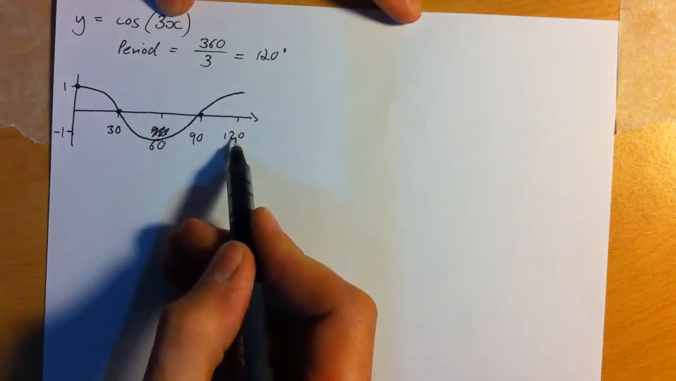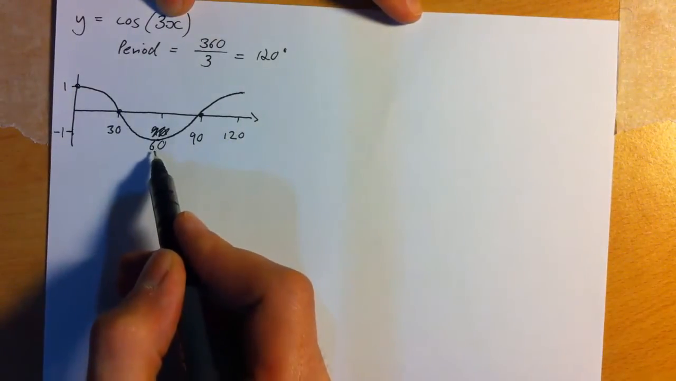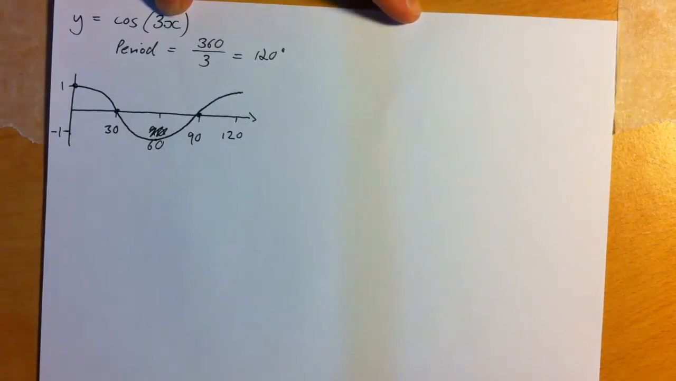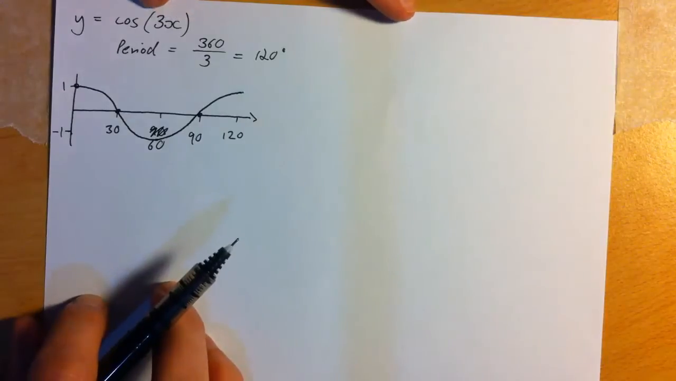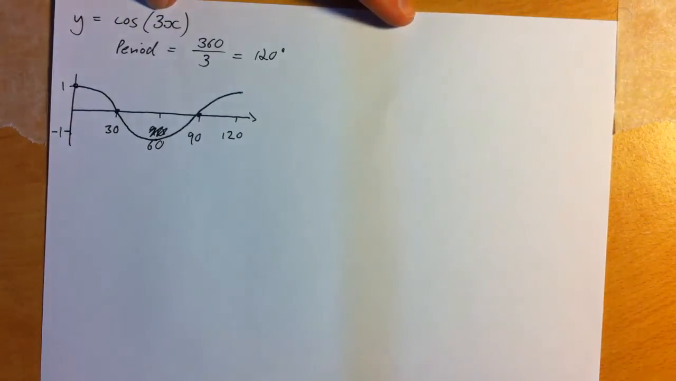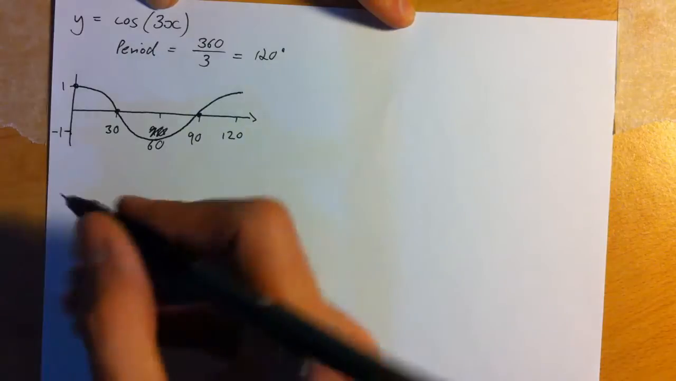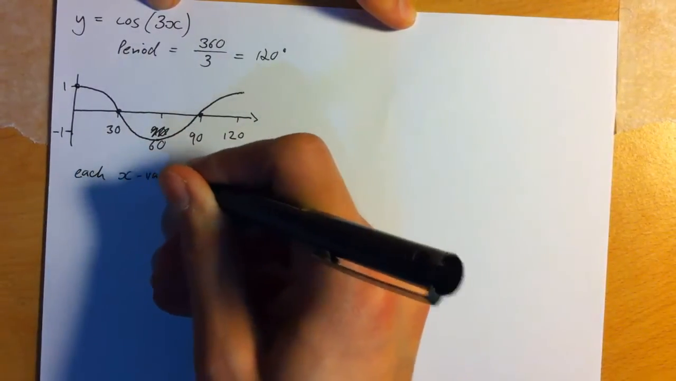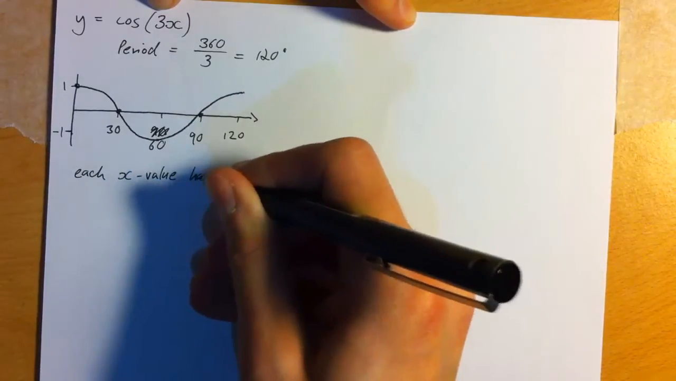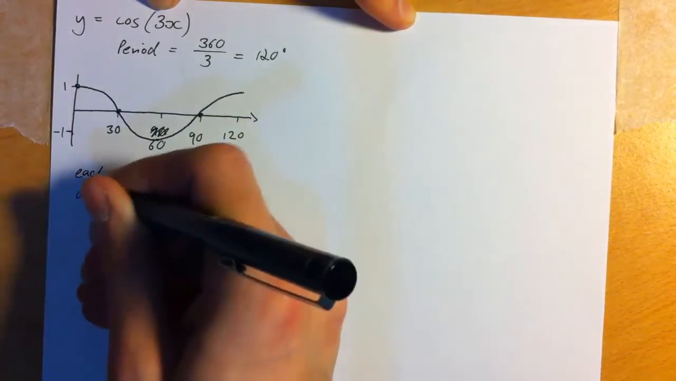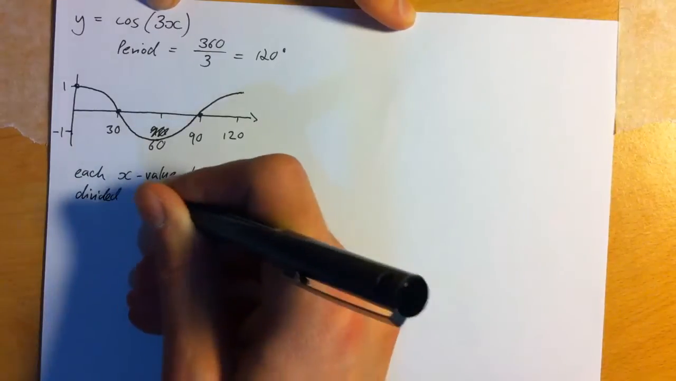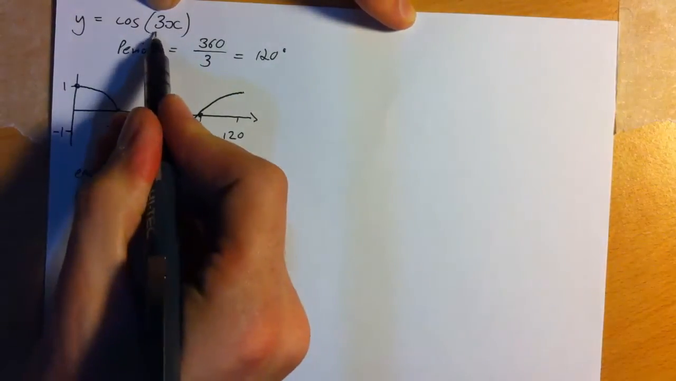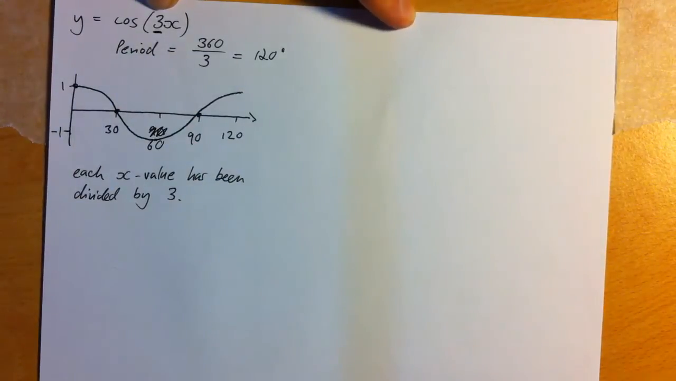So originally that was 360, now it's 120. Originally that was 180, now it's 60. Originally that was 90, now it's 30. If you go back in the video and compare that to the original graph that we had, basically what's happened is that each x value has been divided by 3, divided by whatever number we had up here.